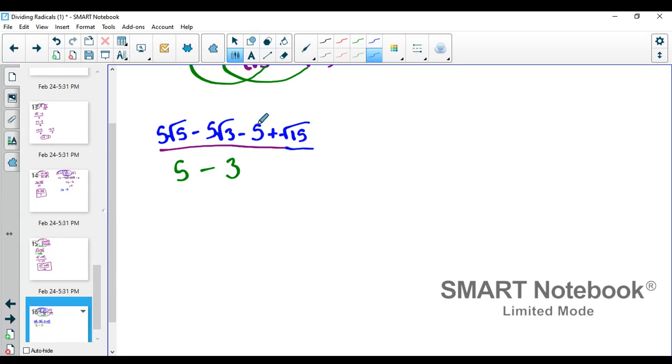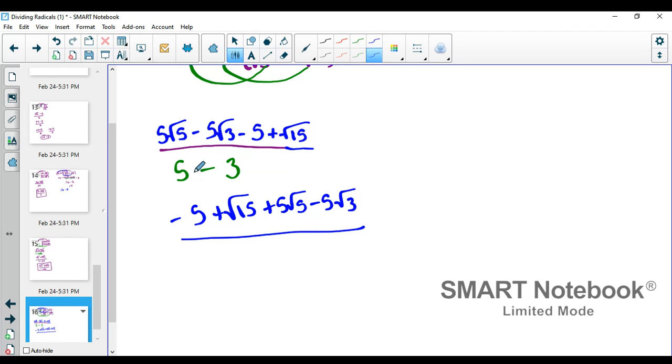All right, now we're going to simplify and rearrange this problem more. So put the constant first in the numerator, so we have negative 5. And then we can't simplify the square root of 15 anymore. So put the square root of 15 plus 5 square root of 5 minus 5 square root of 3. And then the denominator, 5 minus 3 is 2. There is zero way to simplify this any further.